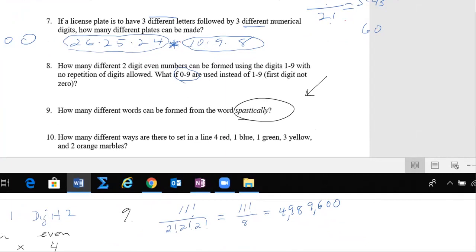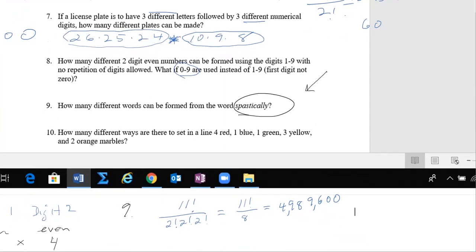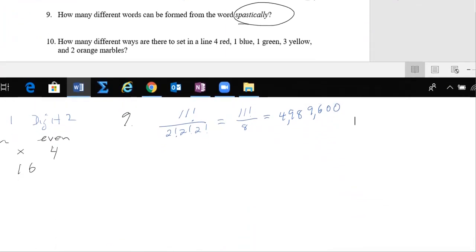How many different ways are there to set in a line 4 red, 1 blue, 1 green, 3 yellow, and 2 orange marbles? Okay, a little room here. Okay, so let's think about what we have here. 4 red. Okay, so we're going to use them all up, right? That's what it looks like. How many different ways are there to line everything up?